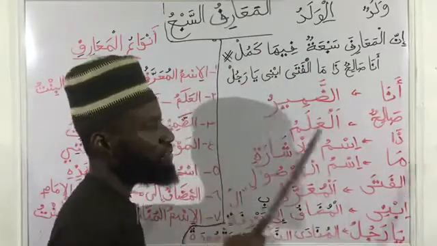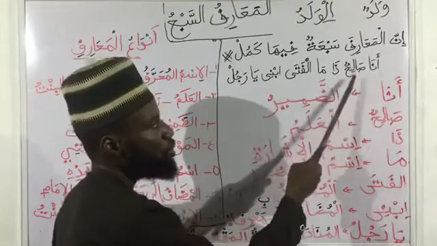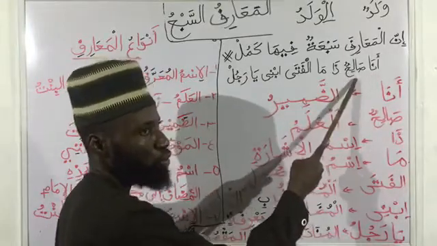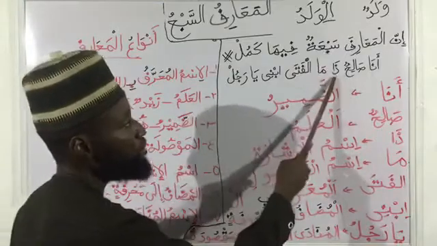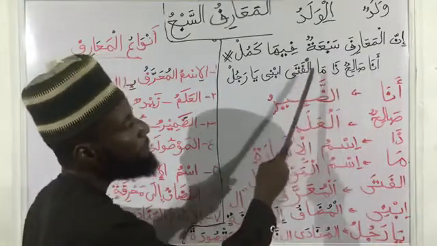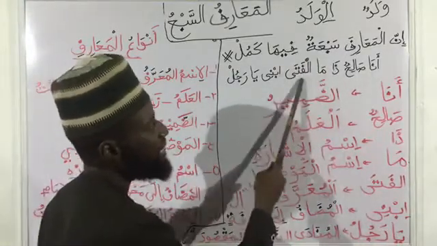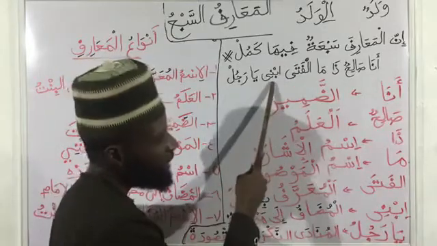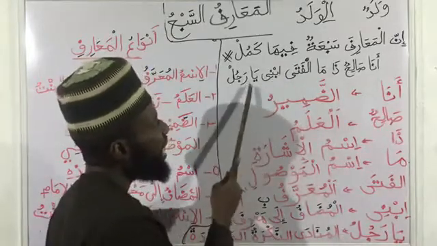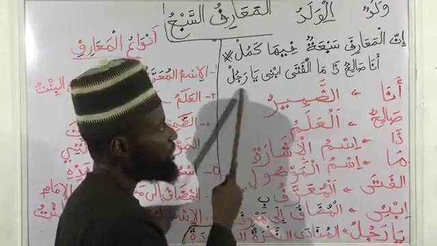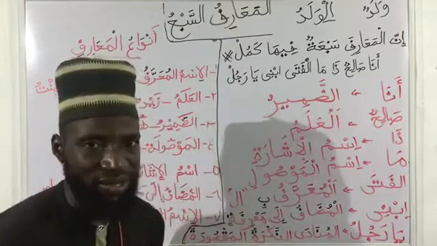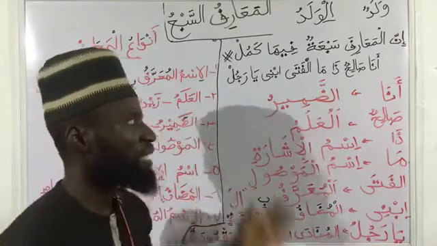So you can see the seven. The first is ana. The second is salihun. The third is dha. Ma is the fourth. Al-Fata is the fifth. Ibni is the sixth. This Ya Rajul statement is the seventh. We are going to explain what is meant. So those are the seven types. The first is what?